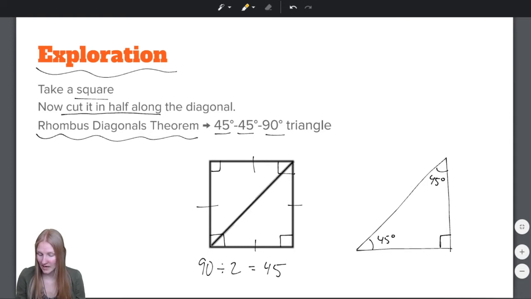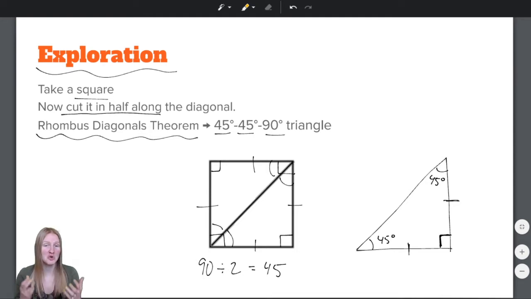So we still have the right angle down in the corner because this is half of a square, and then we have two 45-degree angles because the diagonal bisected our corner angle in half. Now, we still have that these legs are congruent. Because this came from a square, we still have these tick marks, and we still have this right angle box.